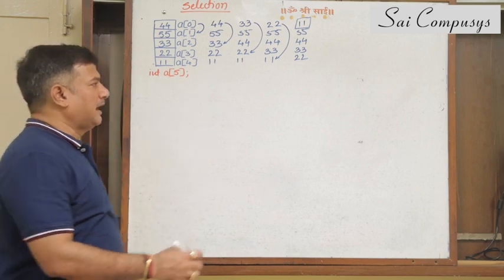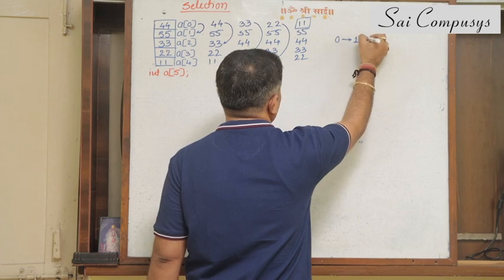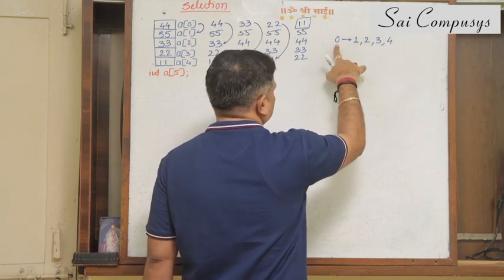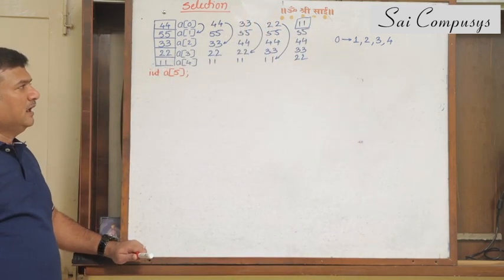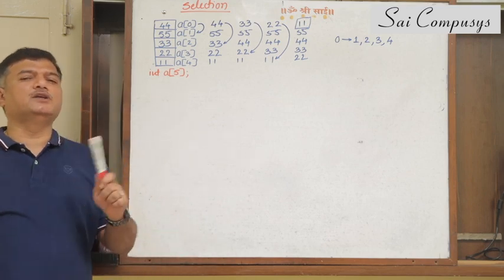How did I get it? I compared the 0th element with the elements below it: the first element, second element, third element and fourth element. After doing this, the 0th position has got the appropriate number. Now the same thing has to be implemented for the next position.